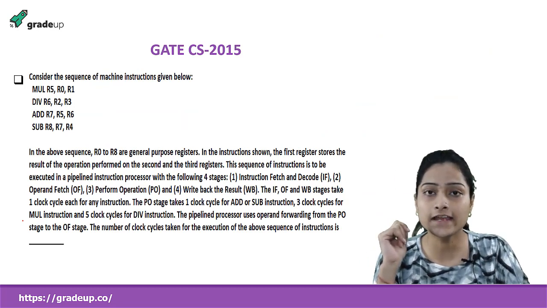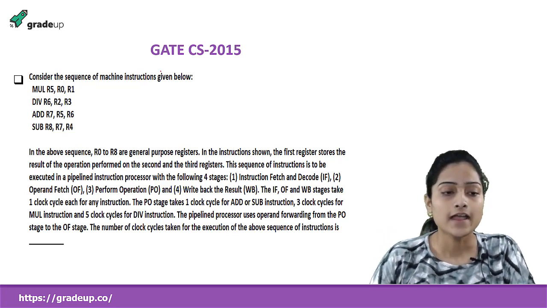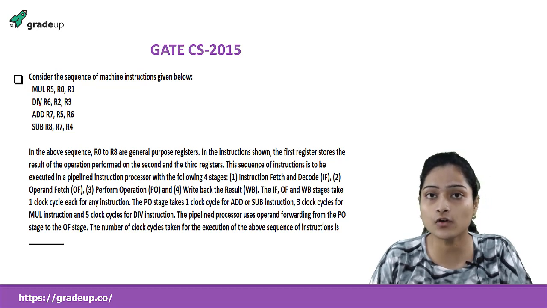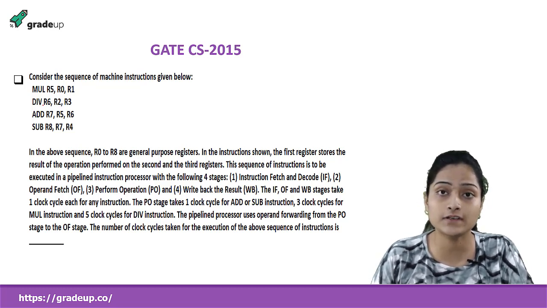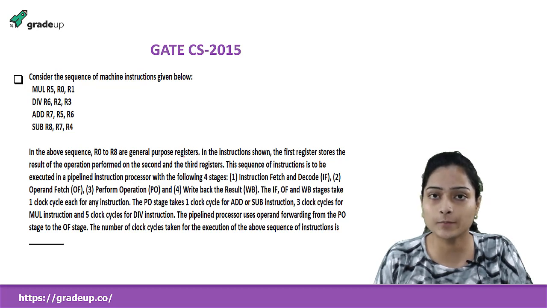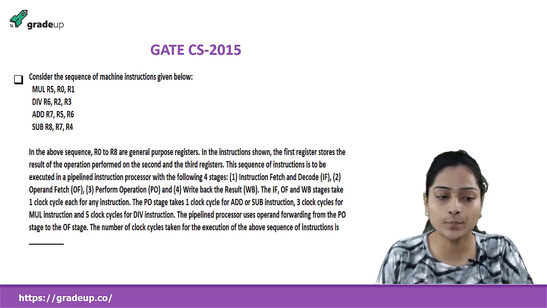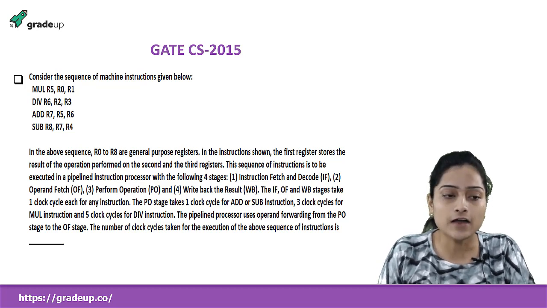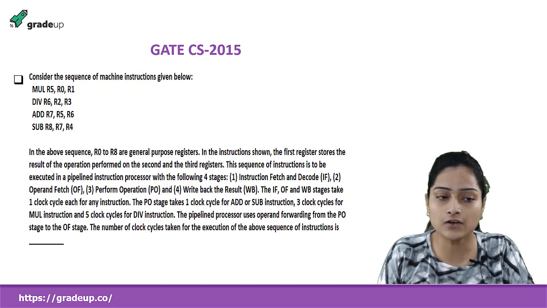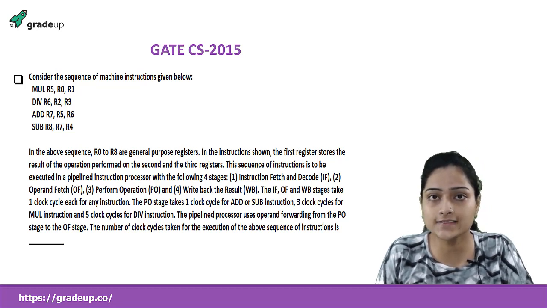See, this question was again asked in GATE CS 2015 and it was again asked for 2 marks. Let us see what this question is asking. Consider the sequence of machine instructions given below. We are provided with a sequence of 4 instructions. In the above sequence, R0 to R8 are general purpose registers present in the CPU. In the instructions shown, the first register holds the result of the operation performed on the second and third registers. See, this R5 is going to hold the result of the operation performed on R0 and R1. And which operation we are going to perform is mentioned with the help of the opcode. This is the meaning of the instruction which is given to us.